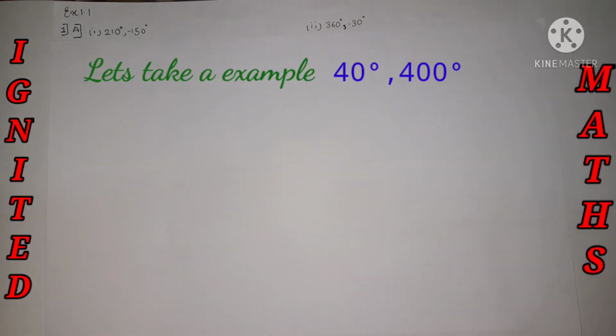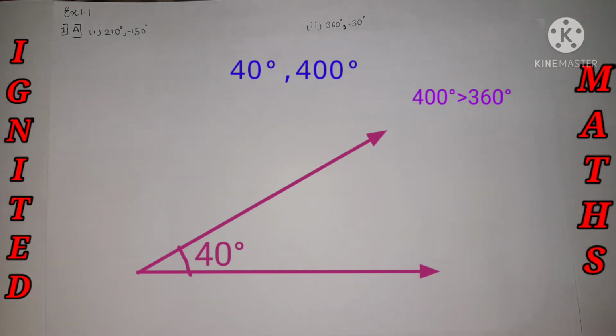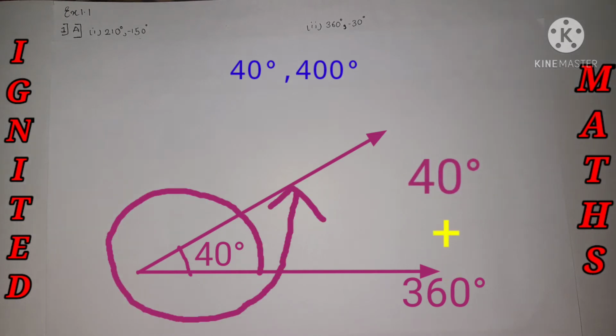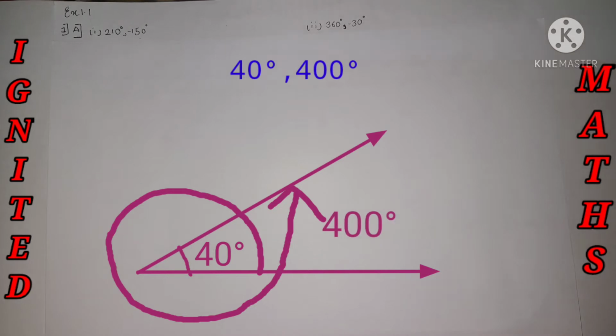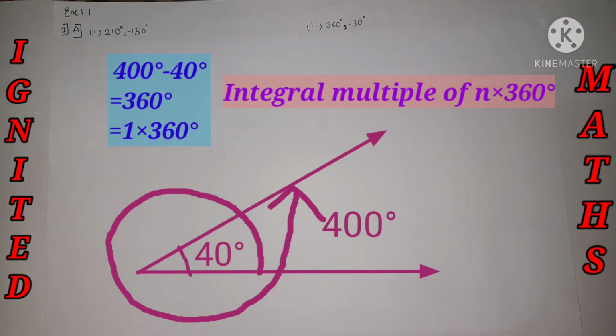40 degree is an acute angle because it lies between 0 and 90. And the 400 degree will complete one complete rotation, because one complete rotation is 360, but the example is given as 400 degree. So after completing one complete rotation, after adding plus 40, only then do we get the 400 degree. In short, the measures of coterminal angles differ by an integral multiple of 360 degree.